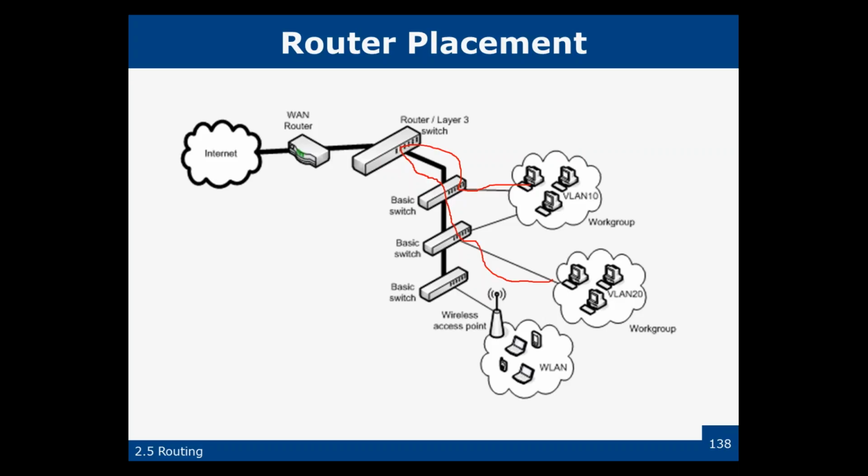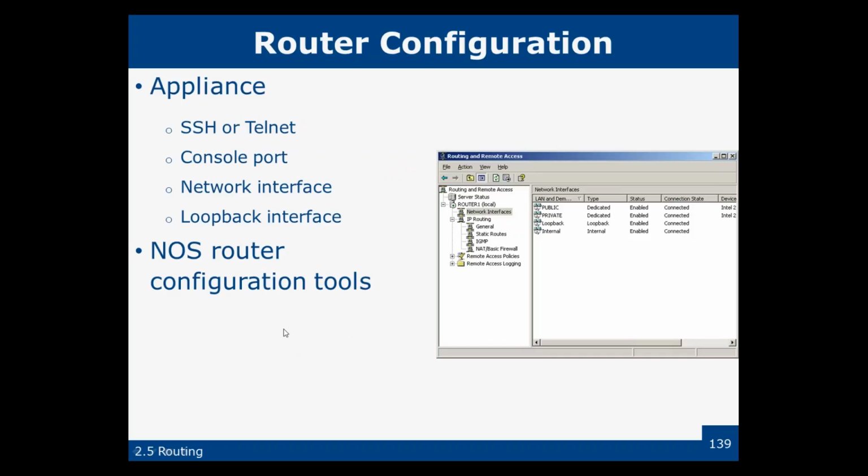Then for VLANs, you can do what's called a router on a stick, where you configure the interface as a trunk port, and then you have the virtual interfaces that get routed inside it once they get there. Configuration: SSH or Telnet, or the console port. Console port, you connect directly to the router from the serial port on the computer. Network interface and the loopback interface, those are all available. Loopback interfaces are virtual interfaces on a router.